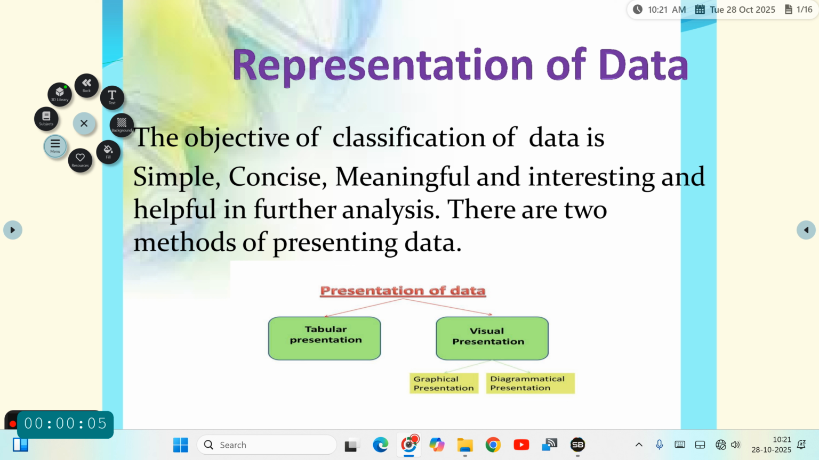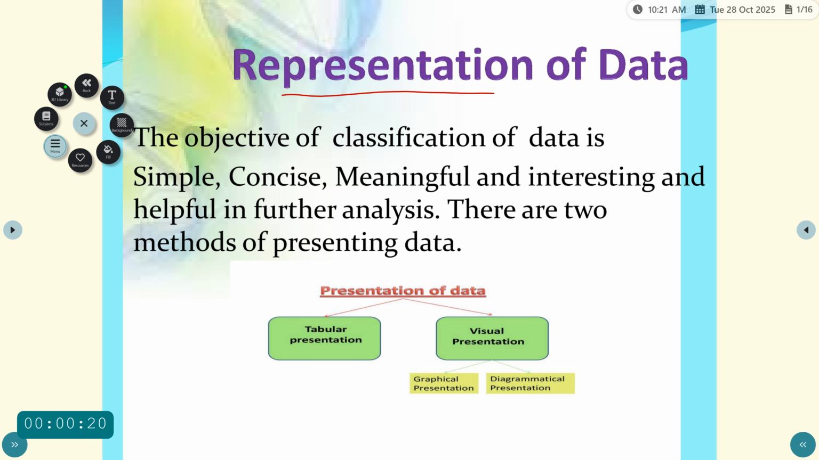Hi everyone. In continuation of the 2301 MA107 statistics paper, this is our third class, in which we are going to discuss the representation of data. How can we represent data in various methods? In this class, we are going to discuss this topic in detail.